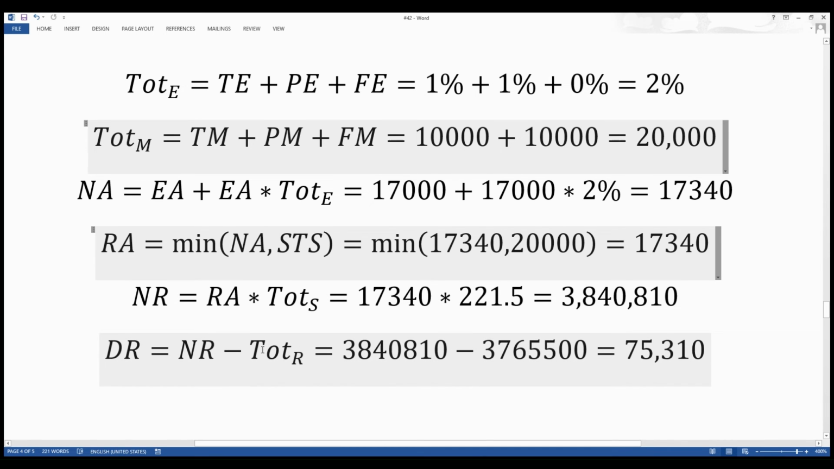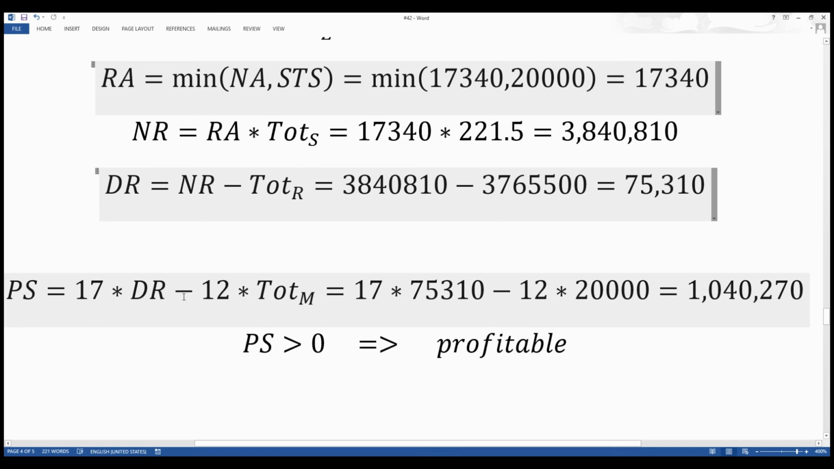Now let's check the profit per season. We multiply by 17 the difference and subtract the maintenance. We have around 1 million of profit, okay? Since it's bigger than zero, it's profitable. So, in this situation, the club should upgrade the indirect money making facilities to level 1. Toilets and parking. We didn't consider floodlights here.